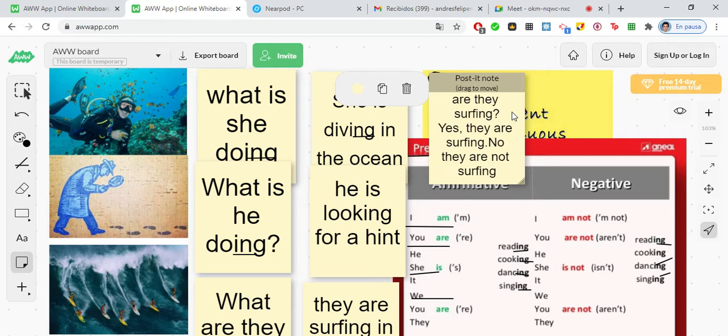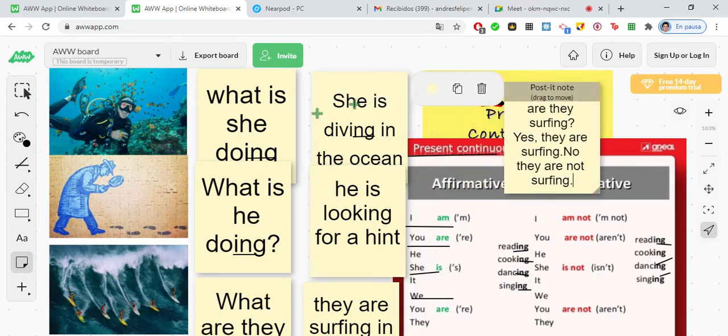The difference between the present simple and present continuous is that in the present continuous we use the verb to be, are, is, and the verb in ing, no? In the simple present, you don't use the verb to be and the verb goes normal, no? That is the difference between this topic, present continuous, and the simple present. Okay, guys, that was an example, 3 examples.